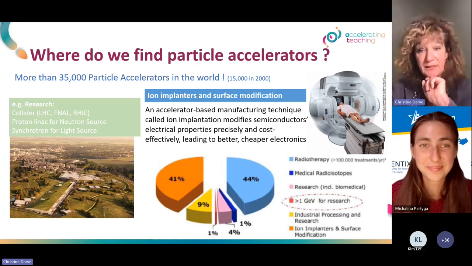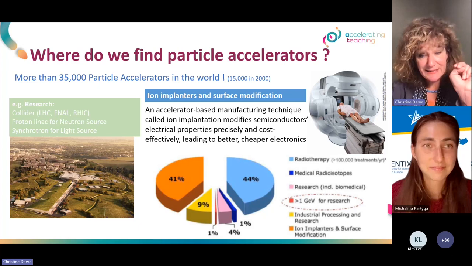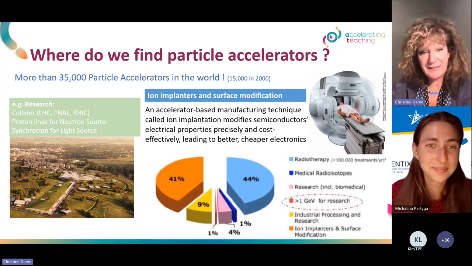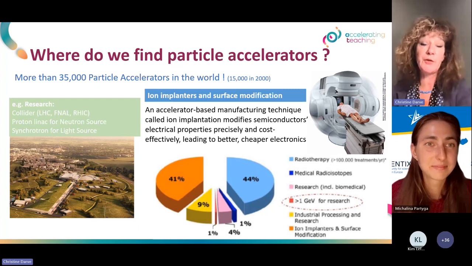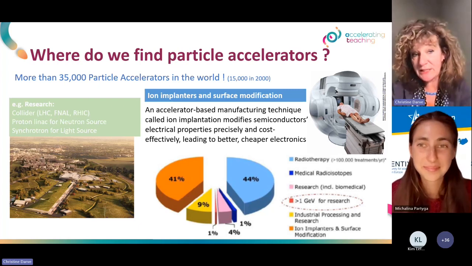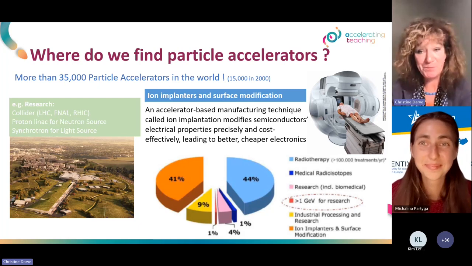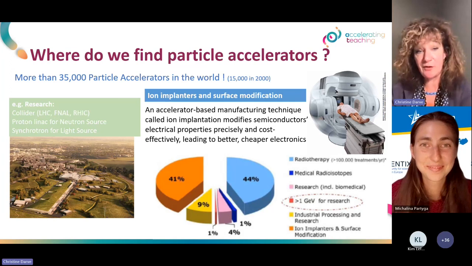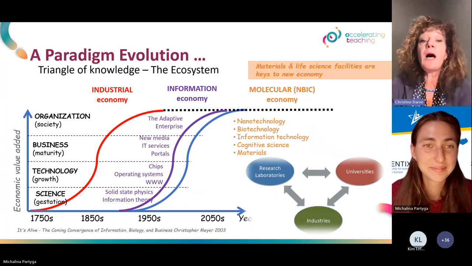But an important part as well is to say that at least one third of the Nobel Prizes that were given in the field of physics and chemistry originated thanks to particle accelerators. So research and those developments can really bring a lot for our world. So now, how do we think?